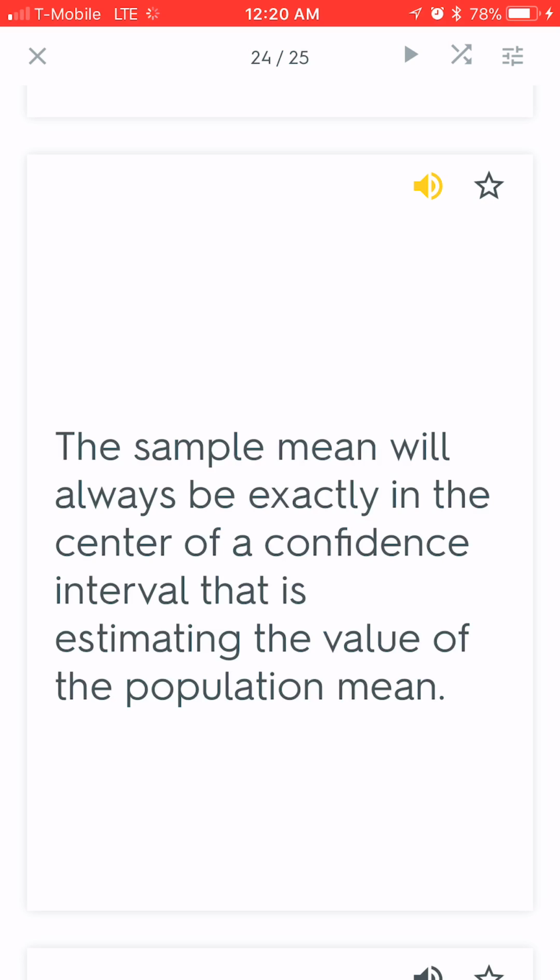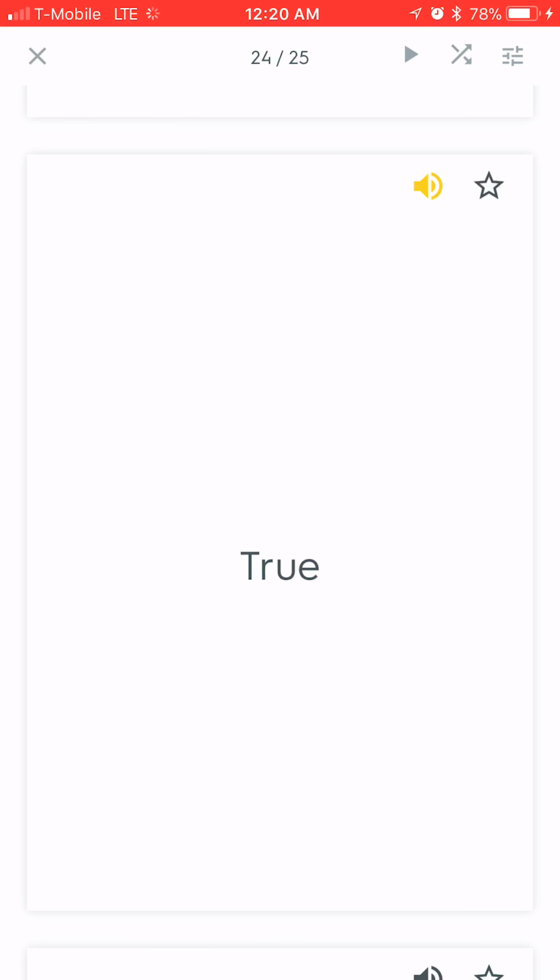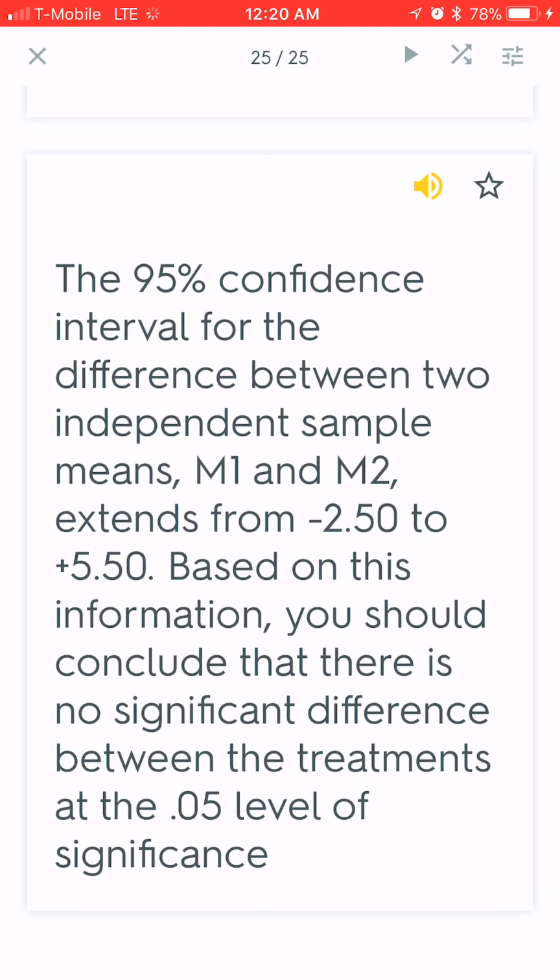The sample mean will always be exactly in the center of a confidence interval that is estimating the value of the population mean. True. The 95% confidence interval for the difference between two independent sample means M1 and M2 extends from -2.50 to +5.50. Based on this information, you should conclude that there is no significant difference between the treatments at the 0.05 level of significance. True.